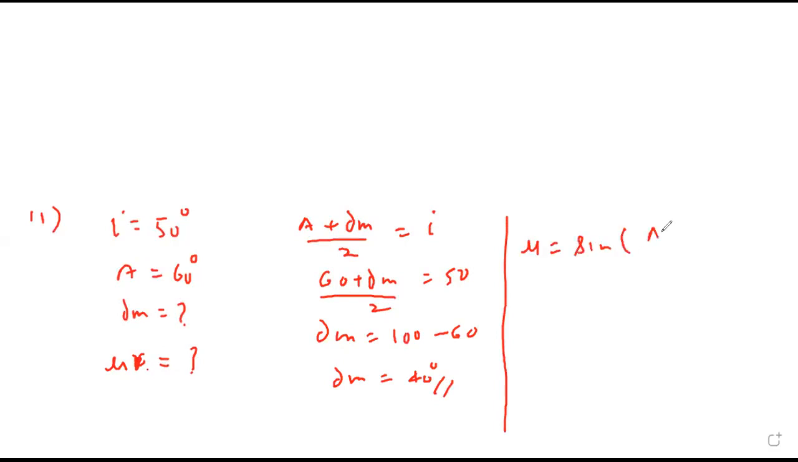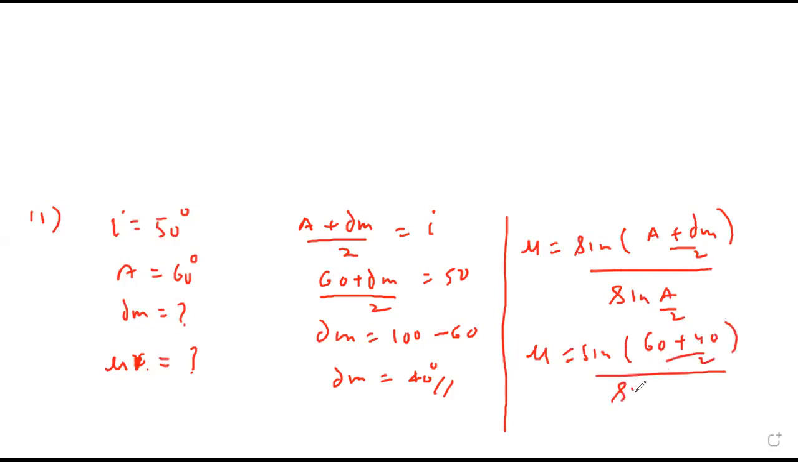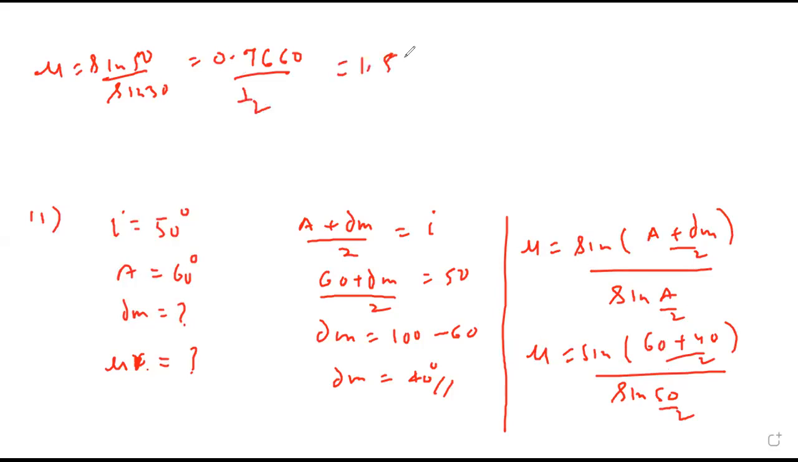Mu is sine of (A plus delta m) upon 2, divided by sine of A by 2. So mu will become sine of (60 plus 40) upon 2, divided by sine of 60 upon 2. So mu is sine of 50 upon sine of 30. Sine 50 is 0.766, and this is half, that means 1.53 approximately. Okay. Eleventh also clear?